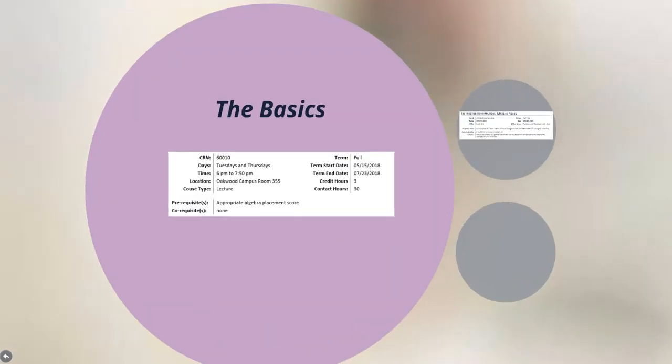The CRN number for this class is 60010. We meet on Tuesdays and Thursdays from 6 p.m. to 7:50 p.m. at the Oakwood campus in room 355. It is a lecture class. The term start date is May 15, 2018, and the term end date is July 23, 2018. It is a 3-credit hour class, and we will have approximately 30 contact hours. The prerequisite for this class is just an appropriate algebra placement score, and there are no co-requisites for this class.